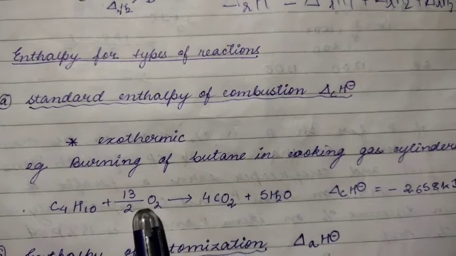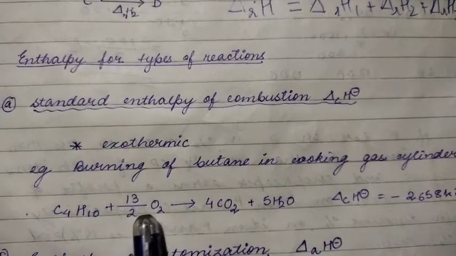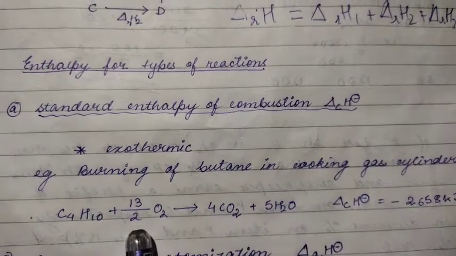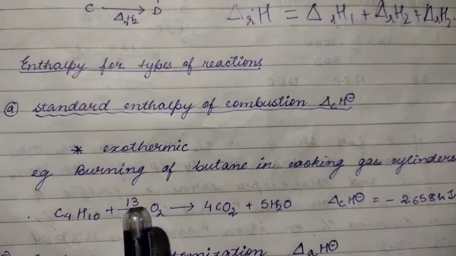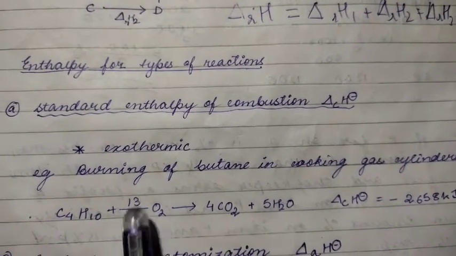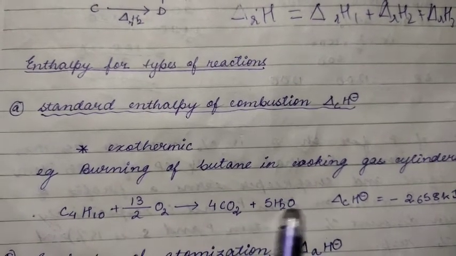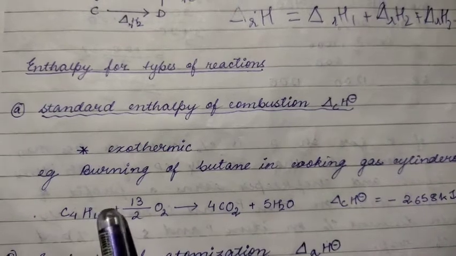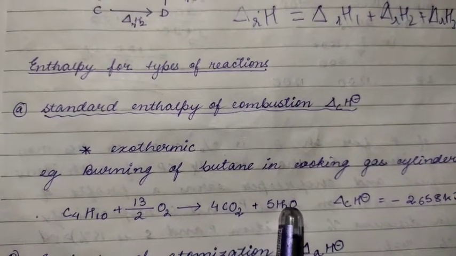In that case, you see here, this 13 by 2 is the coefficient, and we have to put this coefficient because we have to balance the reaction. I think you know how to balance the reaction, and if you have any problem, please tell me. So this butane is reacting with oxygen in order to form carbon dioxide plus H2O.